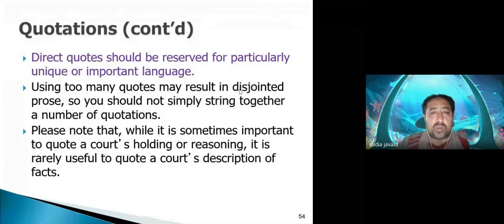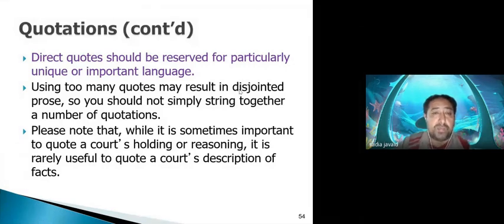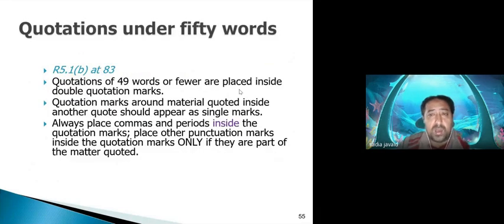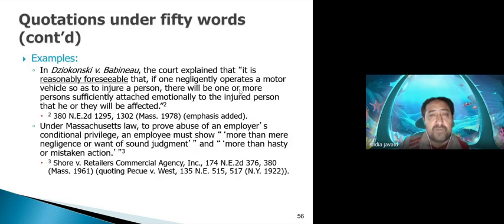Direct quotes should be reserved for particularly unique or important language. Under 50 words, quotations of 49 words or fewer are placed inside double quotation marks. Quotation marks around material quoted inside another quote should appear as single marks. Always place commas and periods inside the quotation marks. Place other punctuation marks inside the quotation marks only if they are part of the matter. So, quotation under 50 words.